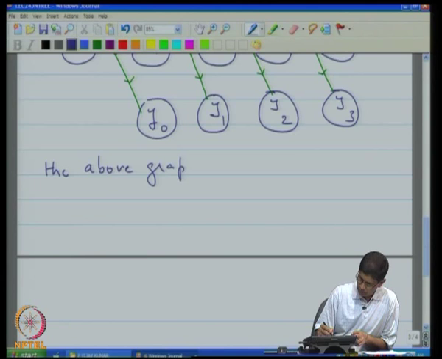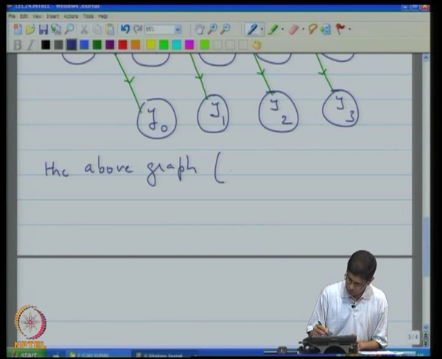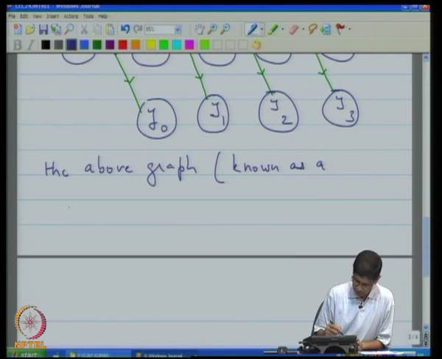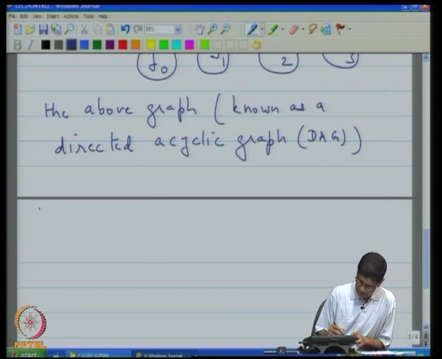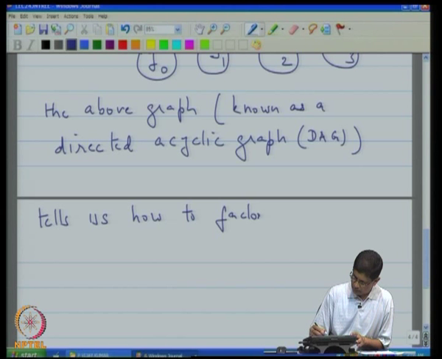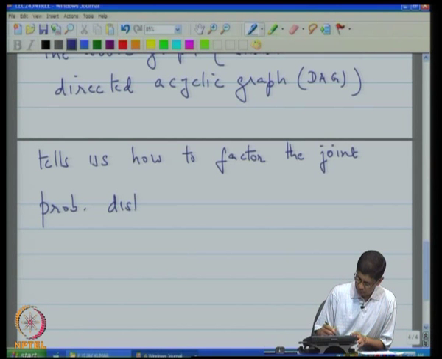The above graph, known as a directed acyclic graph and abbreviated as DAG, tells us how to factor the joint probability distribution function.